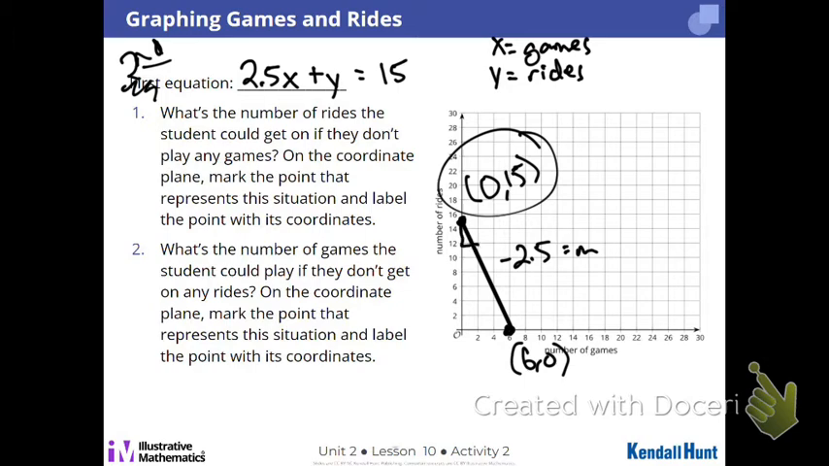But watch this. We're going to make a connection from yesterday. If I have 2.5x plus y equals 15, and I want to isolate rides, how do I get rid of the games?